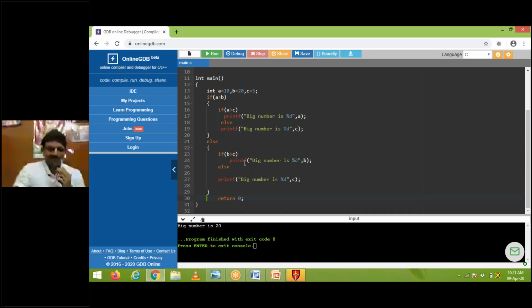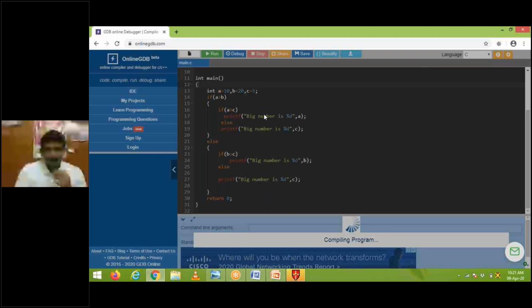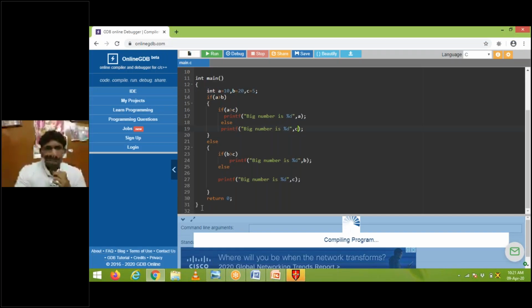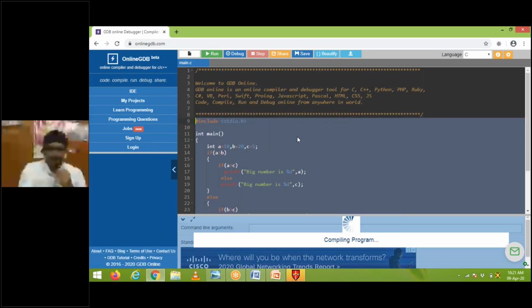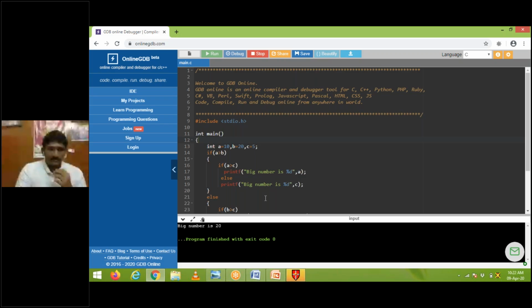So according to our values, A value 10, B value 20, C value 5. So obviously here B value is big. Now we will run the program. One minute, I think having some internet issue. Okay, big number is 20 is printed.